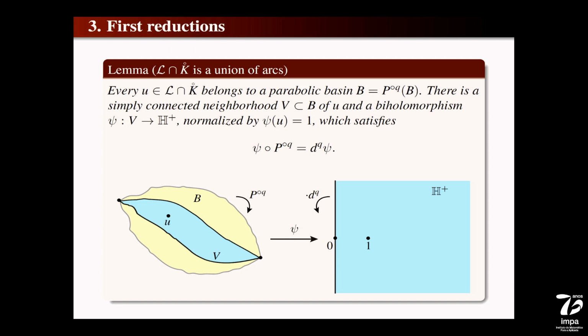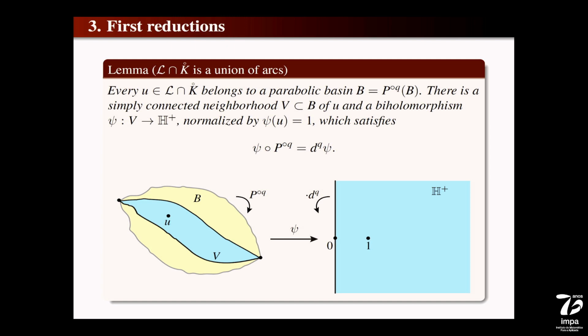So there is such a neighborhood V and some conformal isomorphism C from V to the right half plane, normalized so that it sends u to 1. And it conjugates the action of the qth iterate with multiplication by d to the q. So this basically shows that every point in L that is in the interior of the field Julia set has this sort of canonical neighborhood in which the action of the map is well understood. It's pretty much like a translation on this strip.